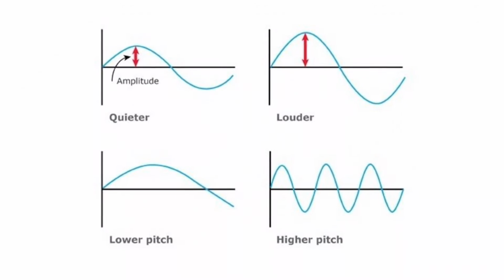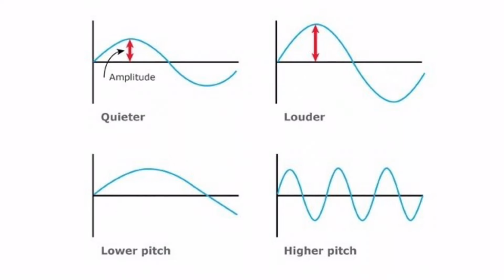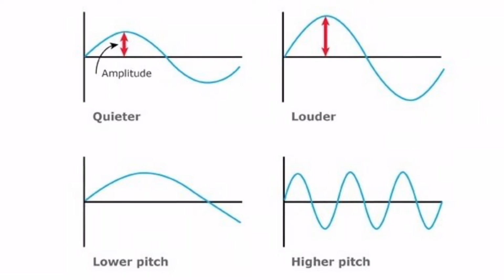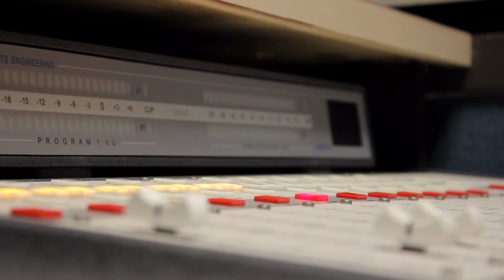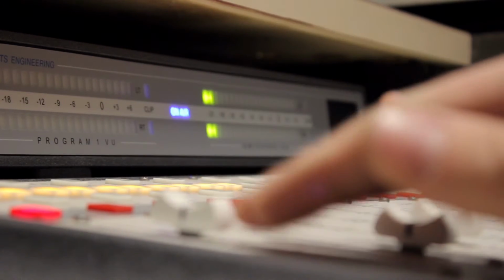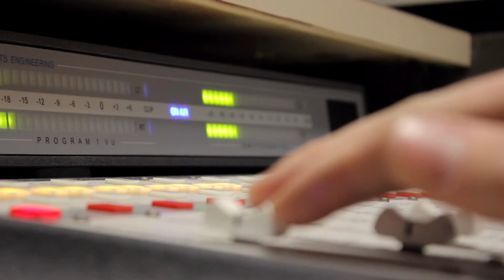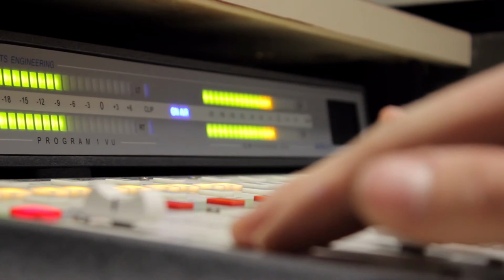Sound changes depending on how fast or slow an object vibrates. Pitch is the quality of sound, meaning high or low, and it depends on the speed of the vibration. If an object vibrates quickly, we hear a high-pitched sound, and if an object vibrates slowly, we hear a low-pitched sound. Sounds are usually a mixture of lots of different kinds of sound waves.